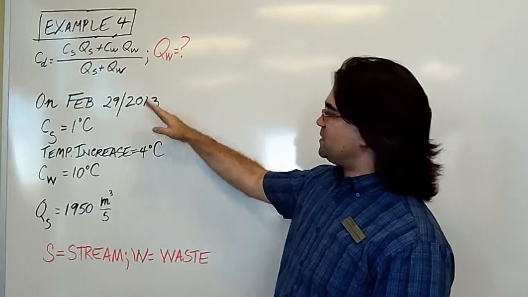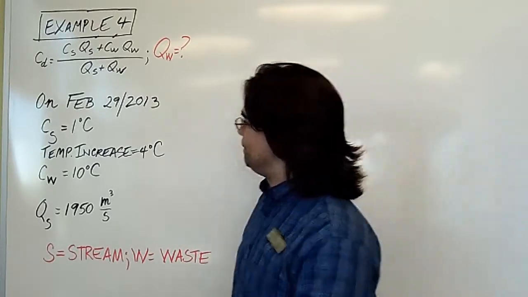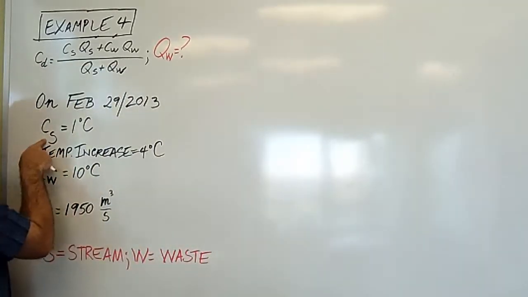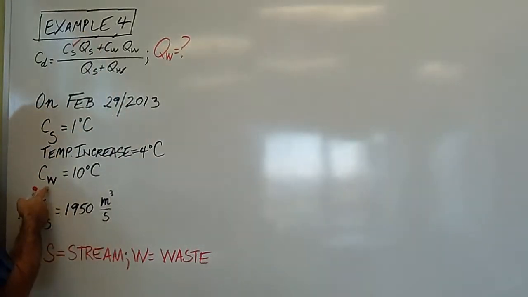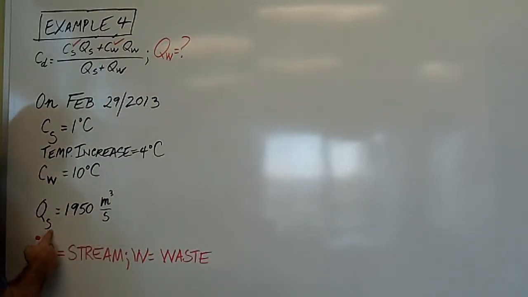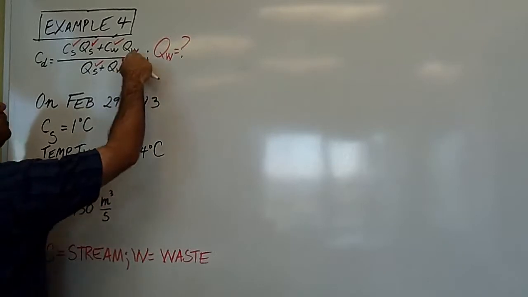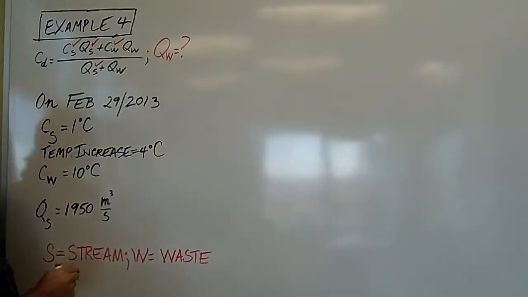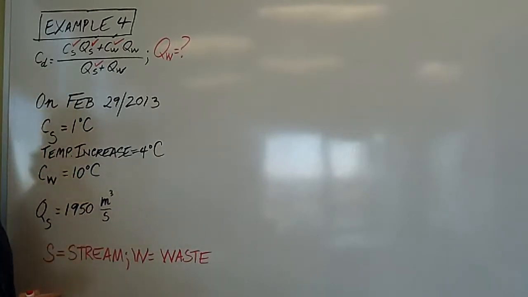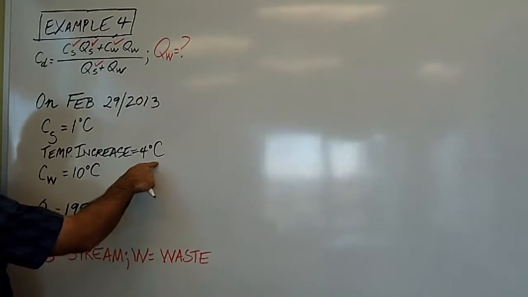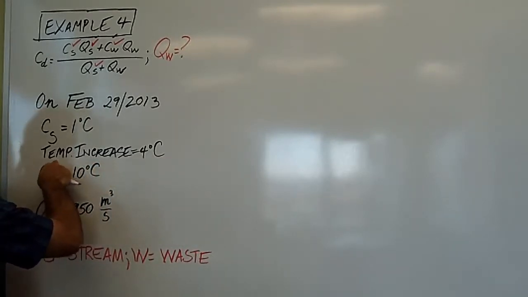Now, by looking at this, we have the stream temperature right here. We have the waste temperature right here. We have the stream flow right there and right there. And we're looking for the waste flow. Okay. What about the diluted temperature? Well, we compute the diluted temperature actually based on this information here.